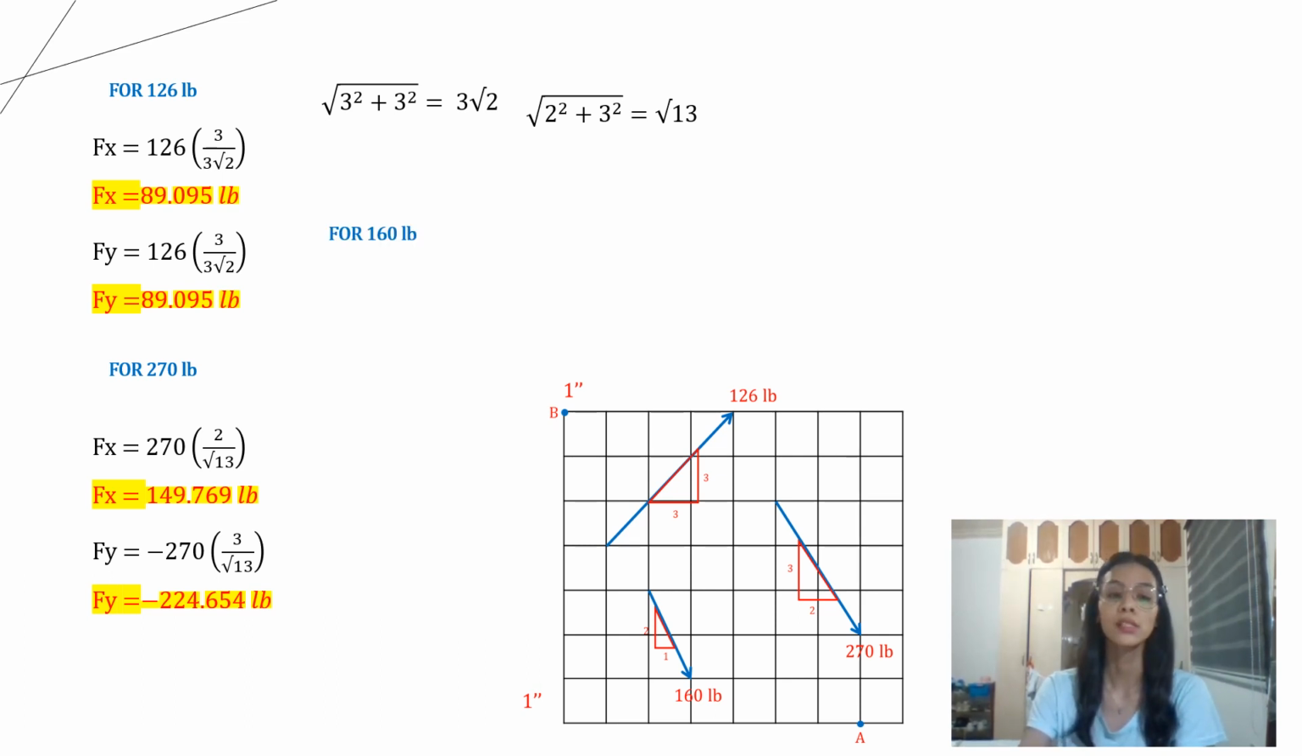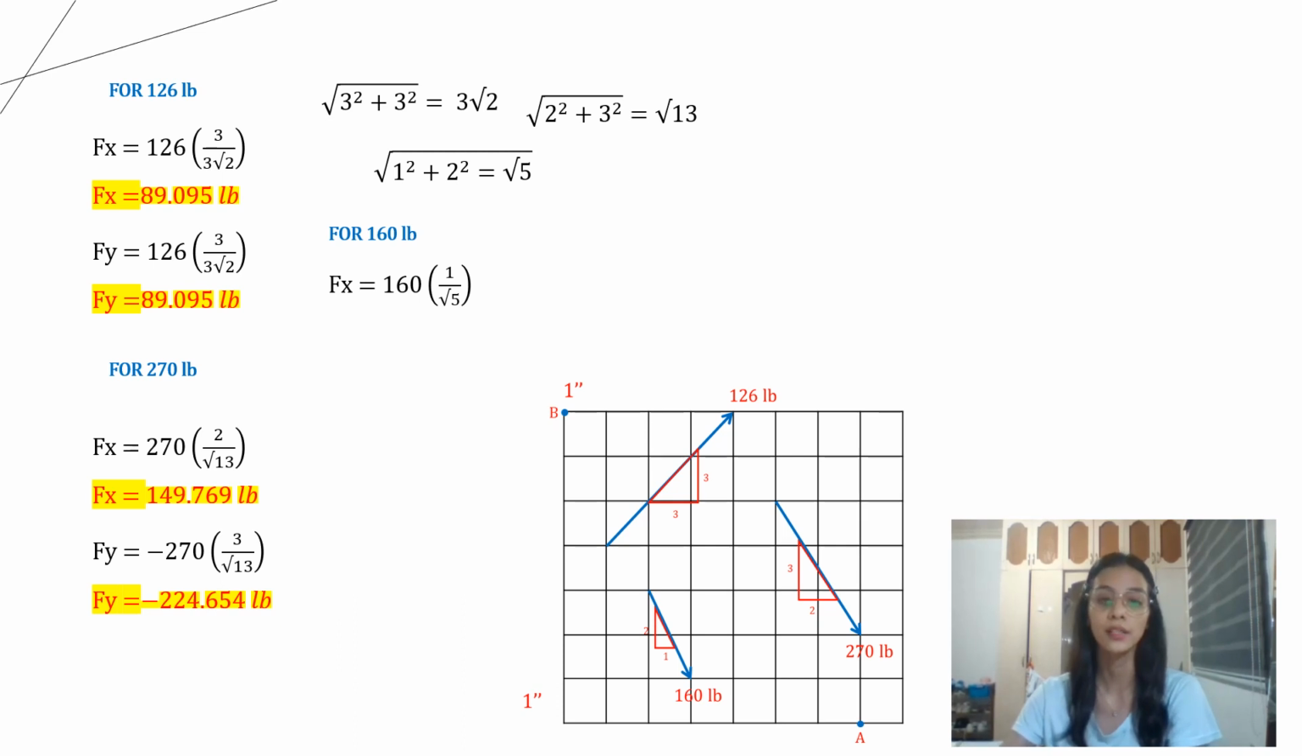For our 160 pounds, we compute the slope with the square root of 1 squared plus 2 squared, equal to the square root of 5. So our Fx is 160 times 1 over the square root of 5. It is positive since the x is pointing to the right. So Fx is equal to 71.554 pounds.